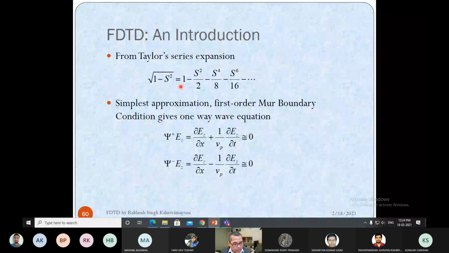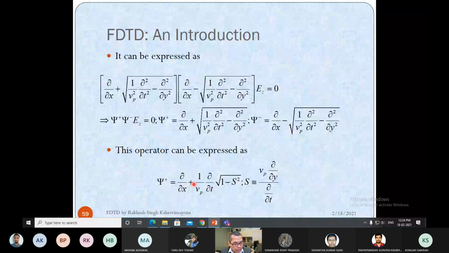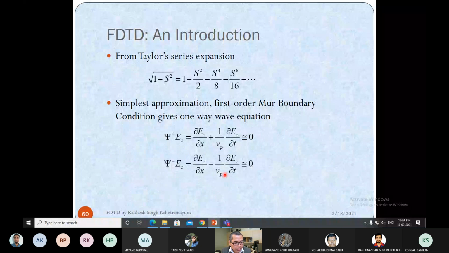In that case, your psi plus will simply become del by del x plus 1 by v phase del by del t of Ez. So you take the square root of 1 minus s square as 1. Psi plus Ez will become del Ez by del x plus 1 by v phase del Ez by del t is equal to 0. Psi minus will simply have a minus sign here. So you have psi plus and psi minus, and your wave equation is psi plus into psi minus into Ez is equal to 0.